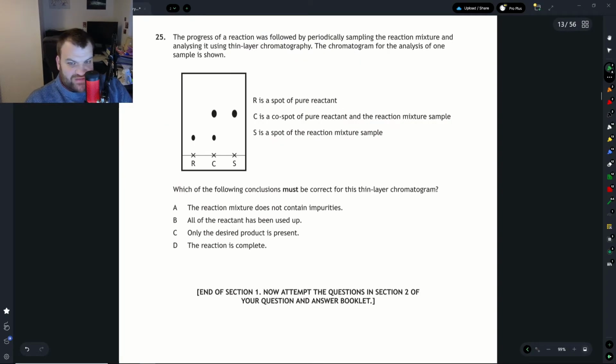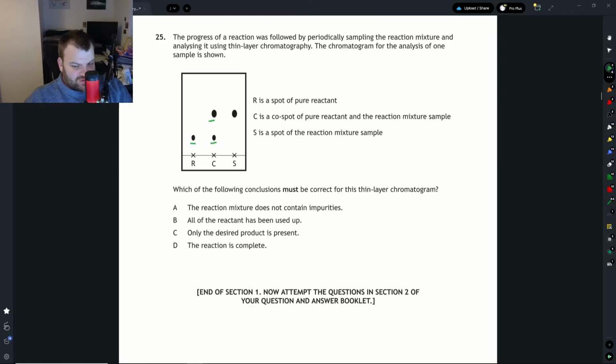In this question, we're asked to analyse a chromatogram. We're asked which conclusion must be correct for this. Okay, so we've got our pure sample. For C, we've got the pure reactant and the reaction mixture, whereas S is just the reaction mixture. Which of the following must be correct for that one?